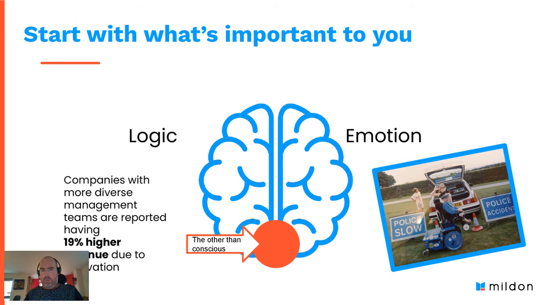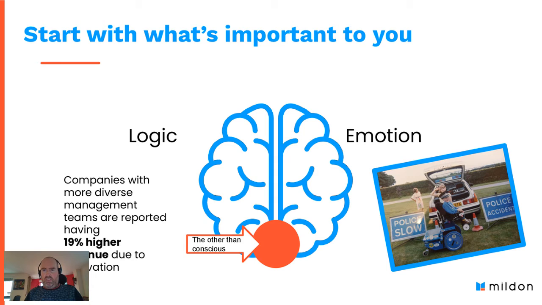So just an example, on the logical side, one of the arguments is that companies with more diverse management teams are reported as having higher innovation, for example. And this was a statistic that came out from research that Accenture did fairly recently.